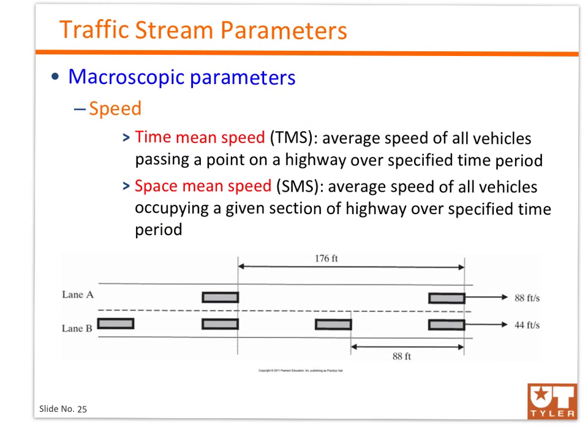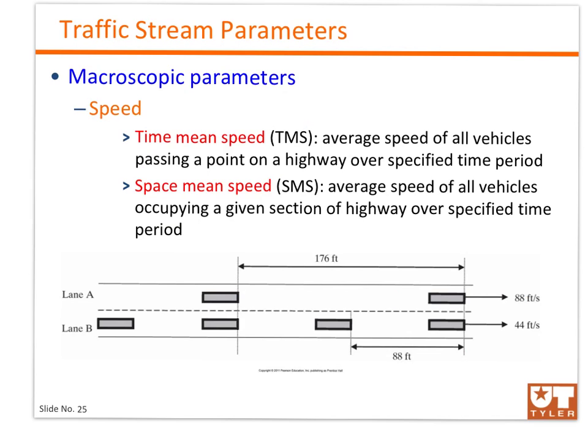So if you take a look at this picture here, for the time mean speed, basically there will be an observer sitting right there and measuring the speeds of the cars in lane A and lane B, and then taking the average of these two. So for example, this very first vehicle here on lane A, let's concentrate now on the speed. It has a speed of 88 feet per second.